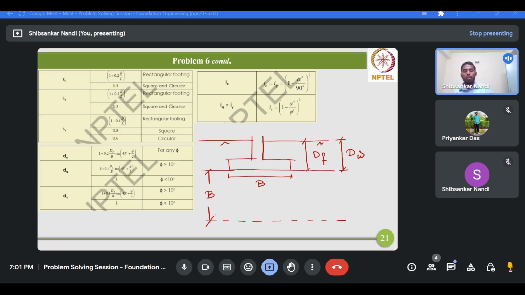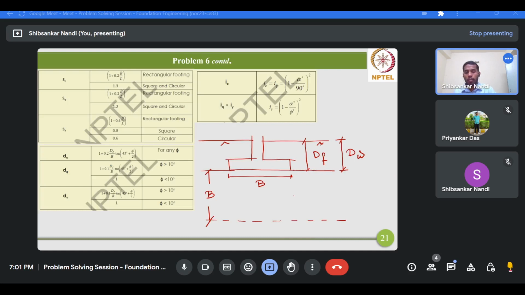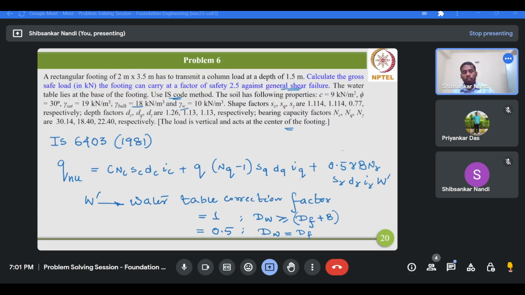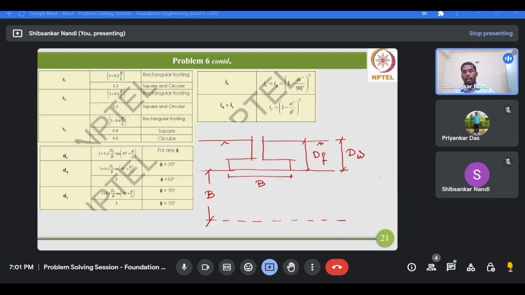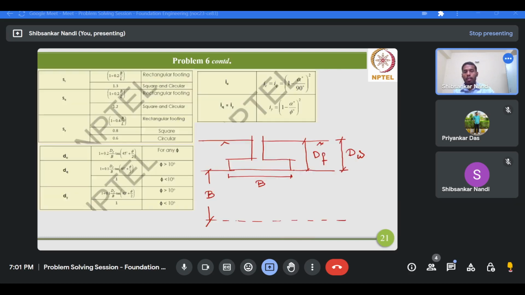Two possible scenarios are talked about in the calculation of W prime. If dW is greater than or equal to Df plus B, that means the depth of the foundation plus the width of the foundation, so this is the possible influence zone, then you have to take it as 1, as if there is no correction for the water table. And if dW is equal to Df, that is for the present scenario, you have to take it as 0.5. Please keep in mind that I am measuring dW from the ground surface only.